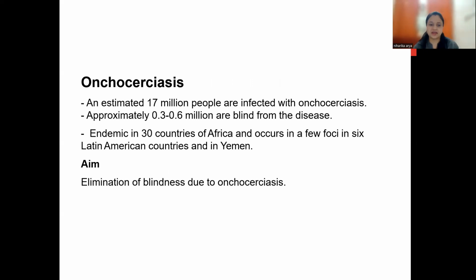Now comes onchocerciasis. An estimated 17 million people are infected with onchocerciasis. Approximately 0.3 to 0.6 million are blind from the disease. It is endemic in 30 countries of Africa and occurs in a few foci in 6 Latin American countries and in Yemen. The aim is elimination of blindness due to onchocerciasis. It is a parasitic infestation which causes blindness.